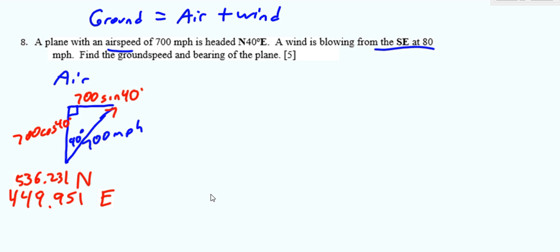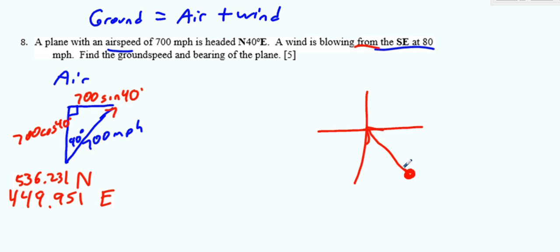So next we're going to take a look at the wind, which is blowing, here's the tricky part, from the southeast. So if it's blowing from the southeast at 80 miles per hour, here's south, here's east. This is where it's blowing from, so it's blowing this way, which means it's actually blowing north and west.